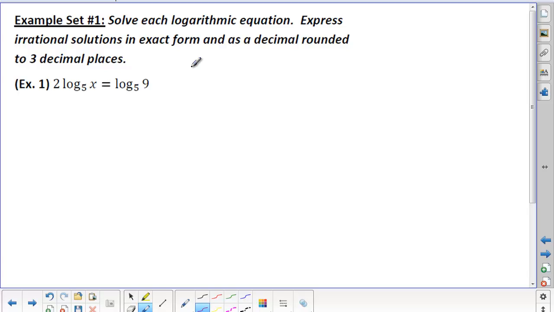Just jumping in here, it says solve each logarithmic equation, express irrational solutions in exact form and as a decimal rounded to 3 decimal places. When we get to the end of the question, we'll hit both of those and make sure we cover what that means exactly. But example 1: 2 times log base 5 of x equals log base 5 of 9. Now this looks kind of not fun, we've got those logarithms in there.